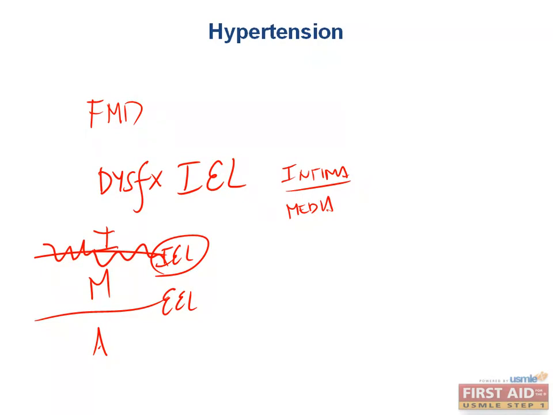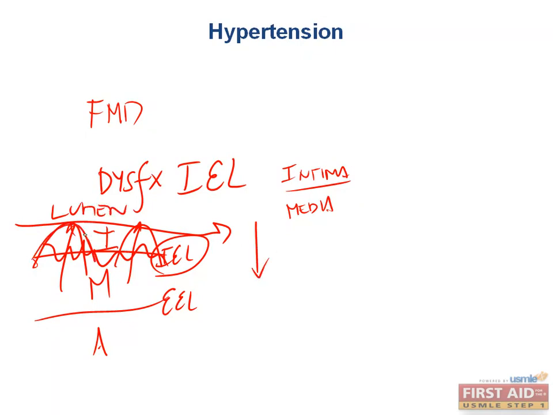This means that the underlying muscular media can balloon out, forming an aneurysmal-like dilatation. It balloons into the intima because the internal elastic lamina is weak. That means that flow of blood, because this is our lumen, will be decreased because there are these balloon-like dilatations of the muscular media occluding the lumen.